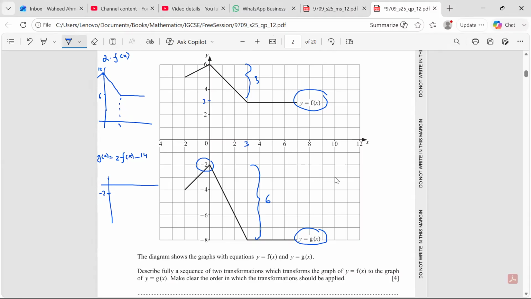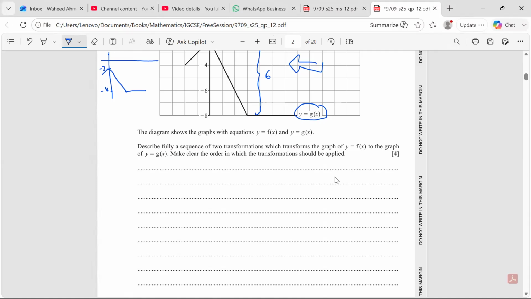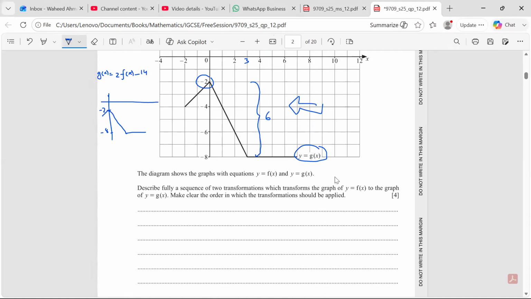And 6 minus 14 will go to -8. Okay. So this is -8. So the new shape is going to be something like this, which is exactly this one. Okay. So the answer to the part one is, let me write it here, that g of x is equal to 2 times f of x minus 14. Okay, make clear the order.